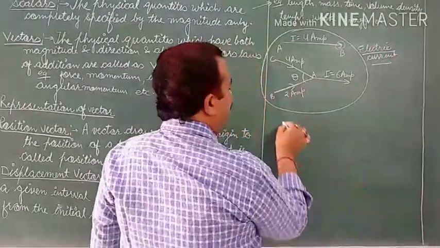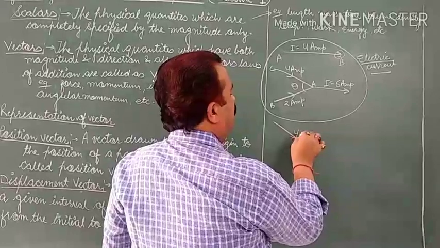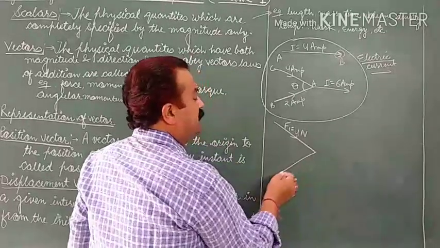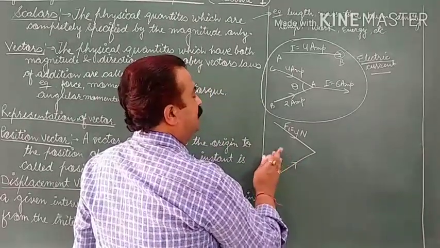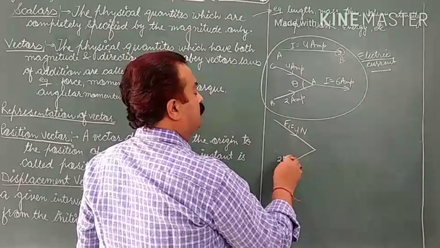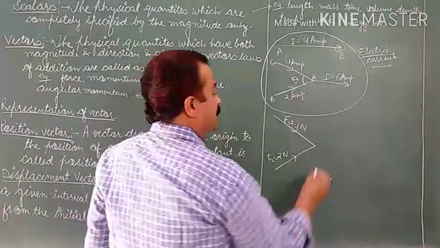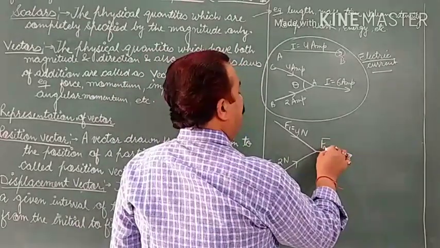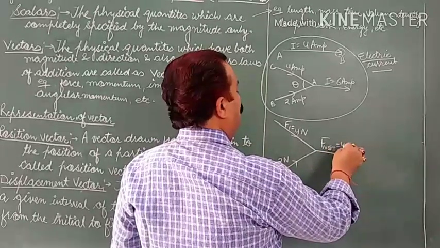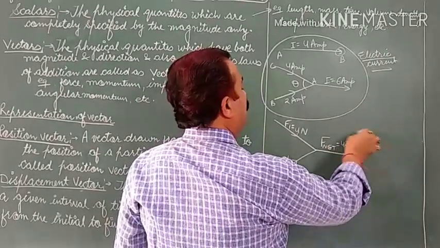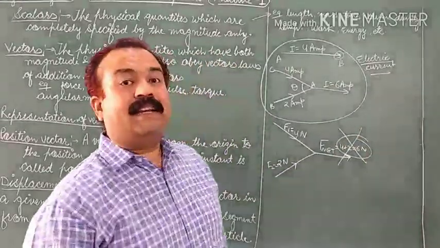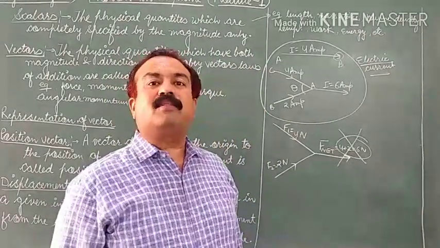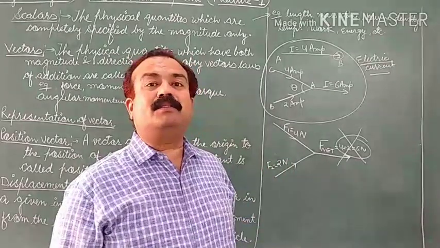Let's say F1 is the force, 4 Newton force acting in this direction, and another, let's say 2 Newton force acting in this direction, and the resultant force will be here. So can we write directly the net force equals 4 plus 2 equals 6 Newton? No, it is wrong in case of force. We cannot say the net force is equal to 6 Newton, because this is not the algebraic sum.